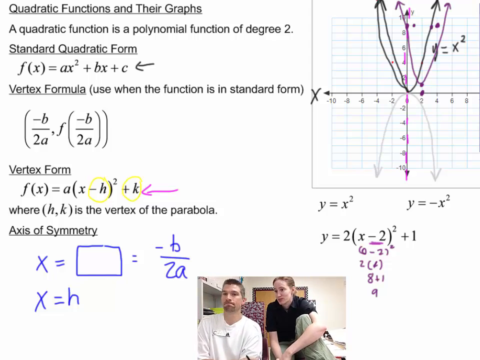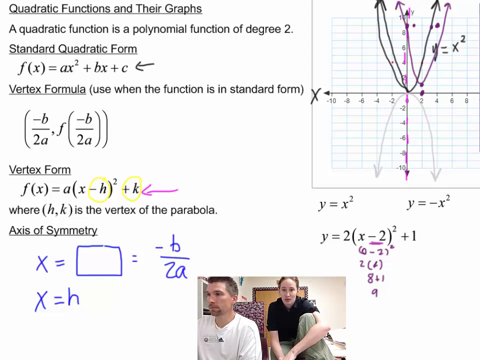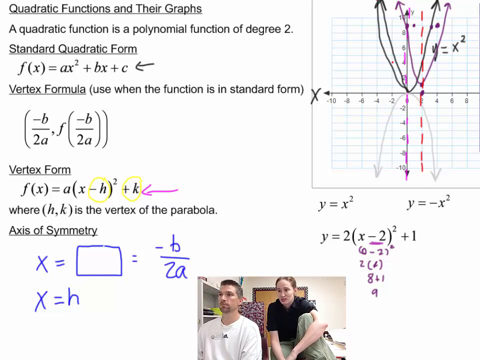Since our vertex was 2, 1, our axis of symmetry would be the line x equals 2, because the axis of symmetry just takes your x value from your vertex right there at x equals 2. So there's our quadratic functions.